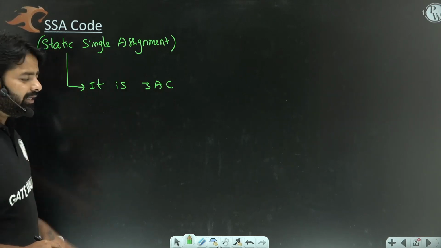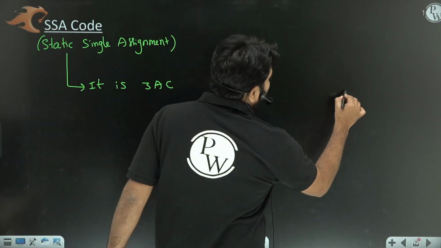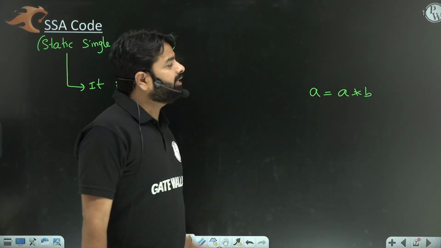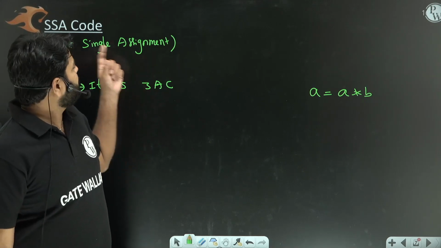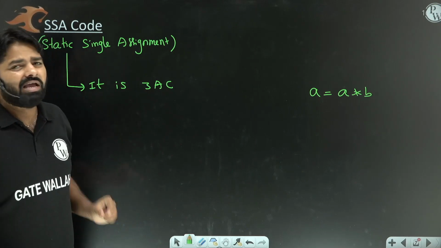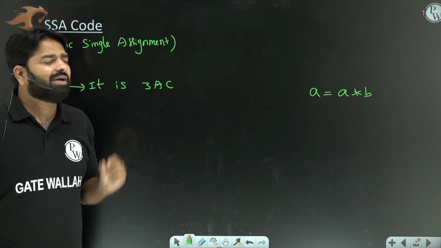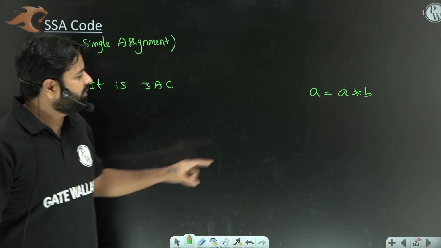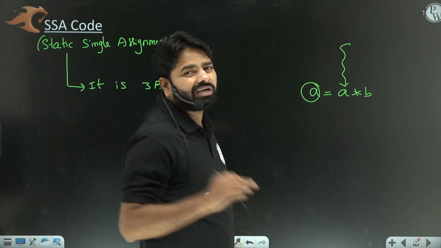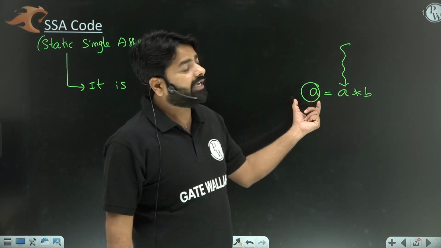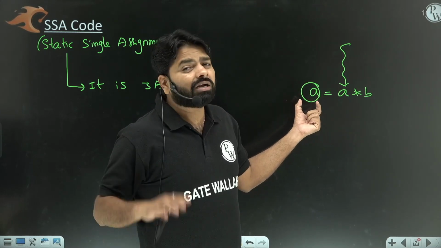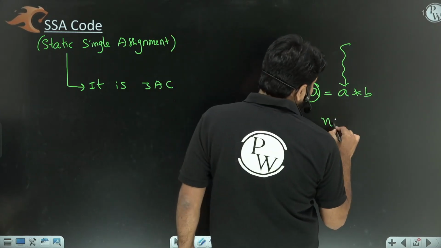In 3-address code, suppose I am doing A multiply with B. You can store in A, but here you can't, because static single assignment means every variable should have a single assignment. Every variable should have a single definition. Now here A already has a meaning. Now you are changing the meaning, you are defining A again. That means A's value may change. So this is not SSA code. This is called not SSA.